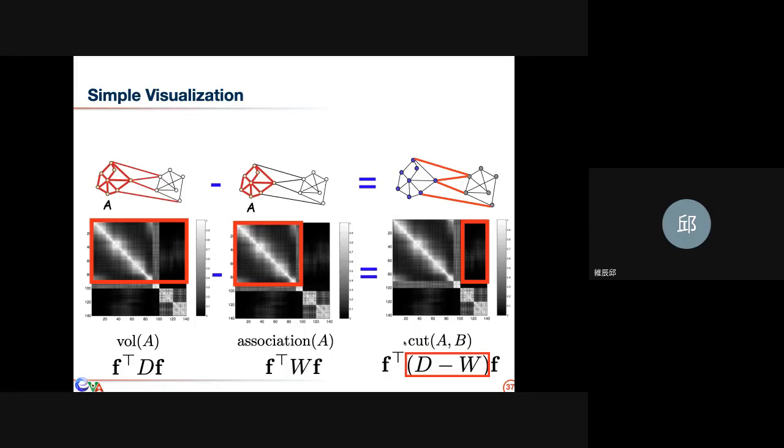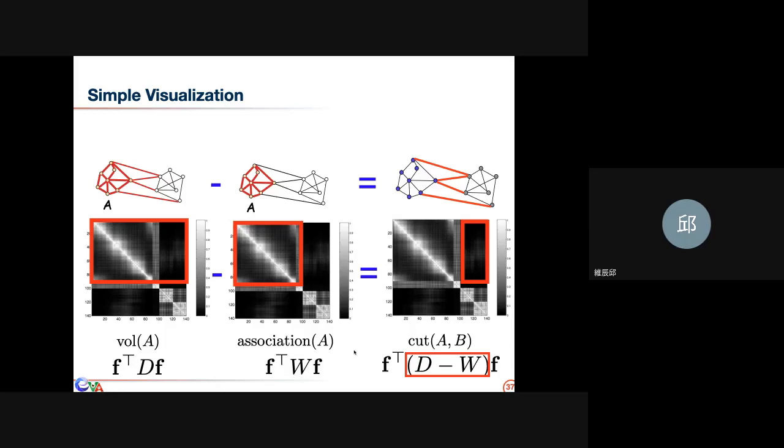Then the cut cost AB can actually be computed by F transpose times D minus W times F, right? Because here you can see this is just a subtraction. So you simply perform a subtraction between these two terms, between the volume and the association of A, and you obtain the formula describing the cut AB.